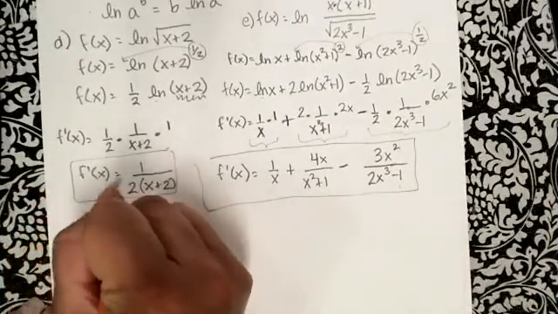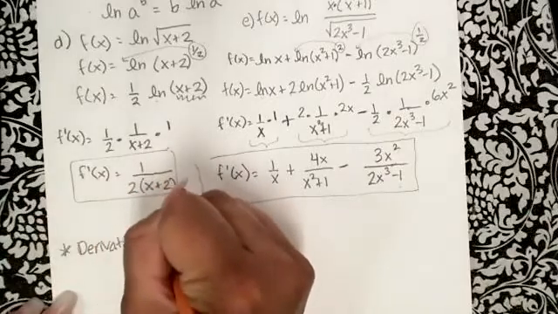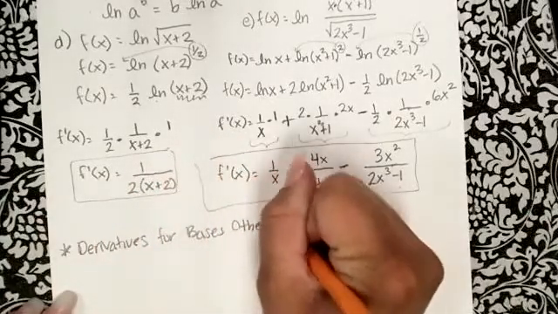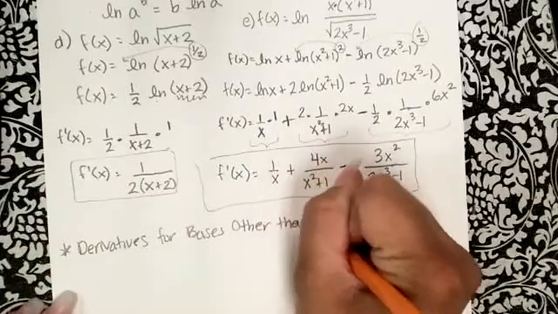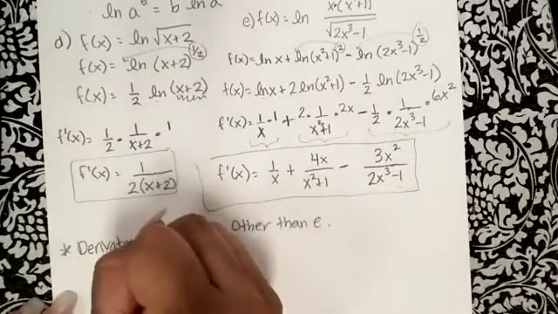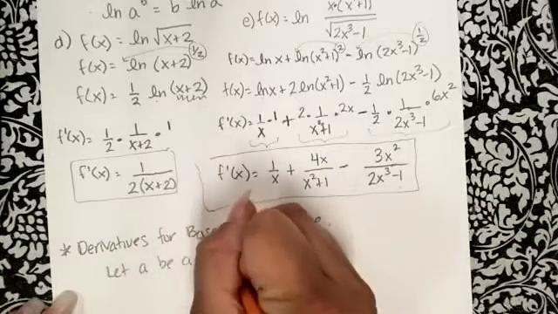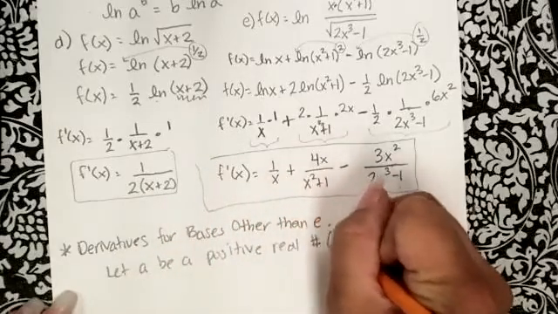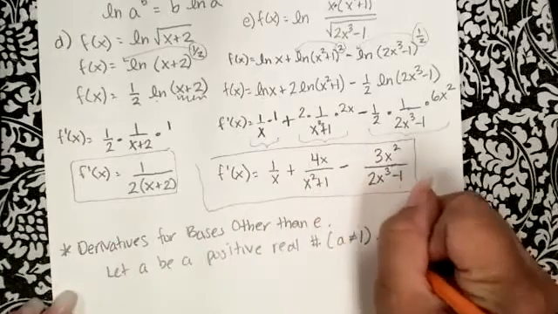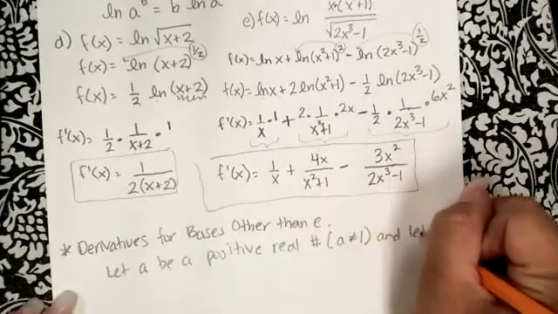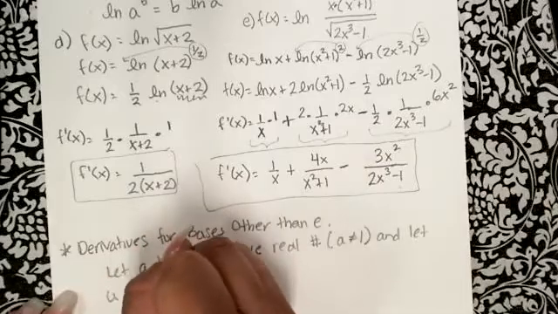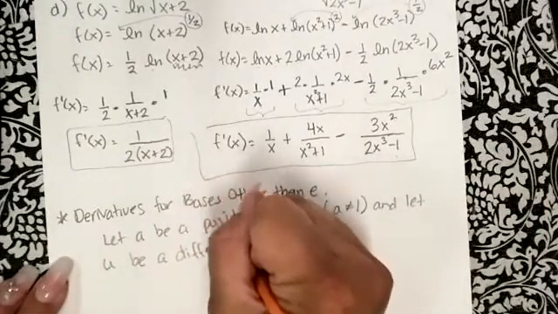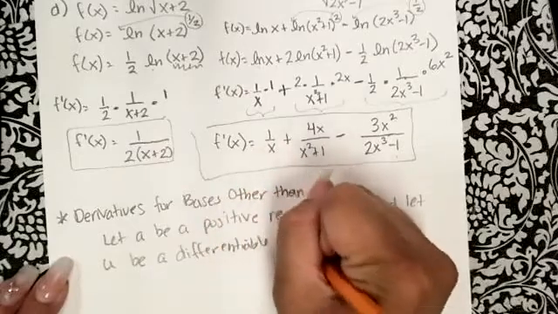Last part. Derivatives for bases other than e. So we're going to let a be a positive real number, but a cannot equal the number 1. And we're going to let u be a differentiable function of x.